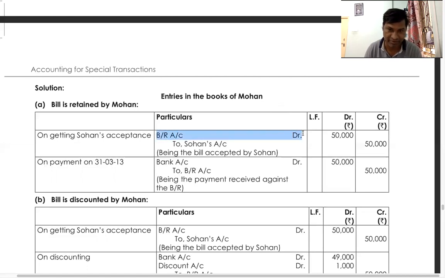Bill receivable account debit to Sohan's account. Okay, being bill accepted by Sohan. For how much? 50,000 is the worth of goods he has purchased, and to that extent he has given his acceptance. To that extent, the bill, the document, the chit, the slip becomes a bill. It becomes a negotiable instrument.